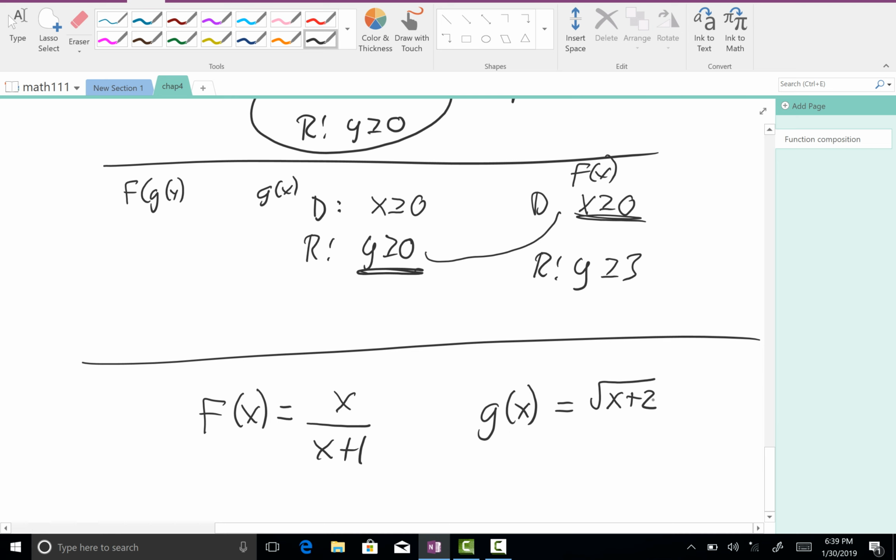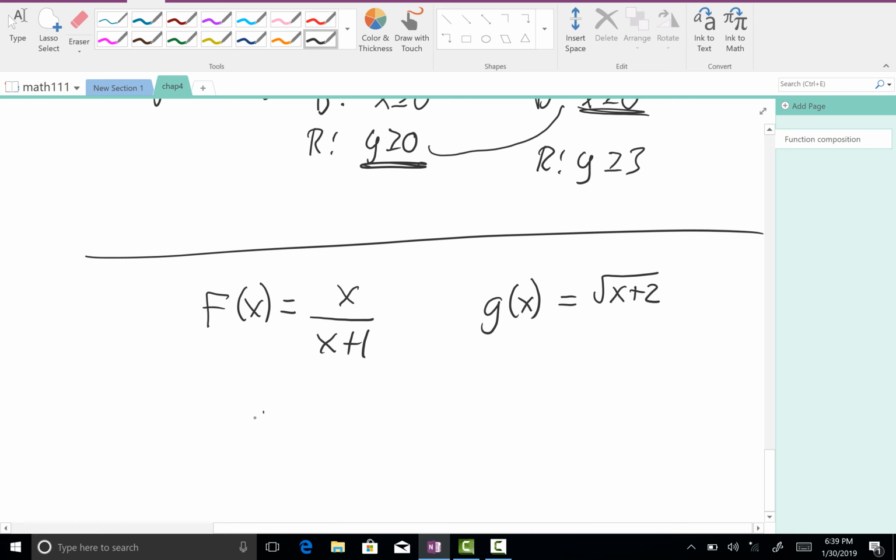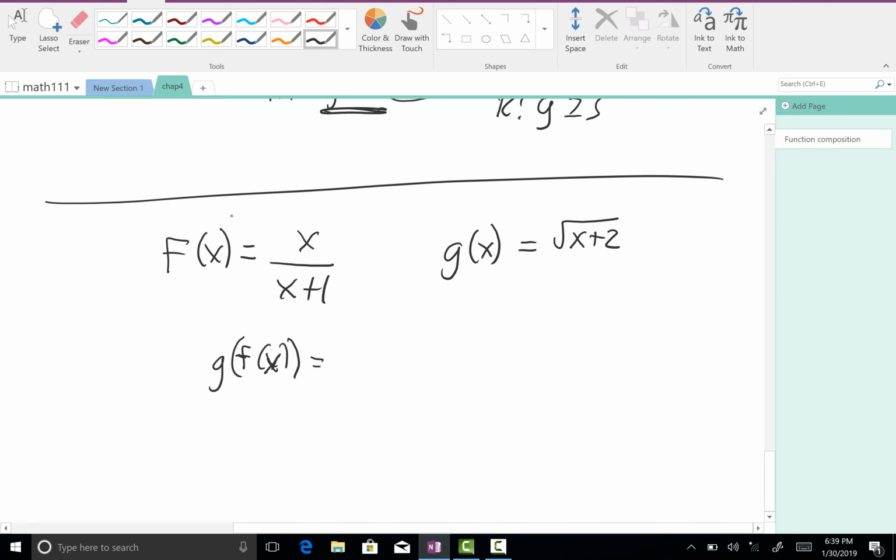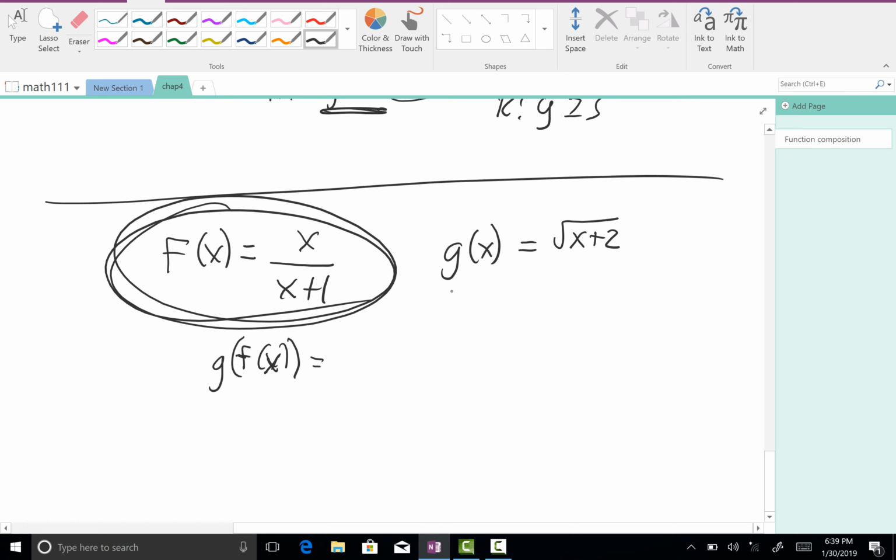All right, so let's take a look at these. Okay, so let's do g of f of x. All right, so I got to be concerned about the domain and range of that guy right there. I got to watch out, because I don't know what's going to happen there. So let's talk about that. We'll put it over here, I guess.